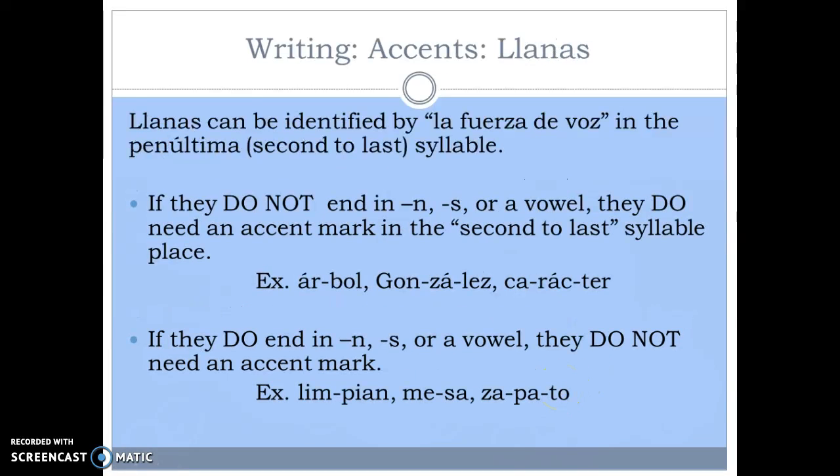Now, let's move on. Llanas. Llanas can be identified by la fuerza de voz in the penúltima sílaba, second to last. If they do not end in an N, S, or vowel, they do need an accent mark in the second to last syllable place. Árbol. The fuerza de voz is in la penúltima sílaba, and it ends in an L. Therefore, it does need an accent mark.